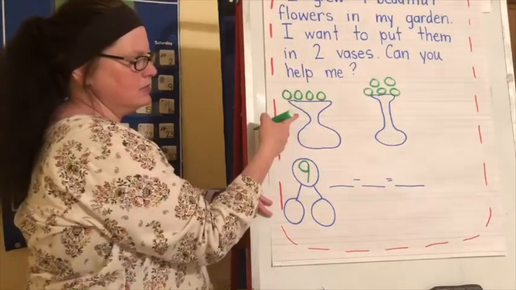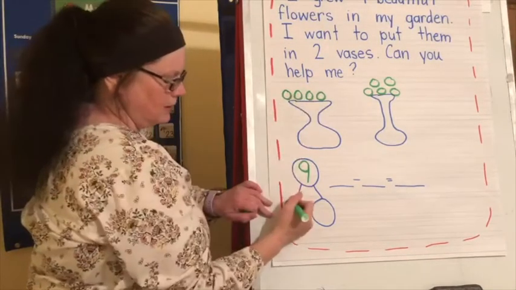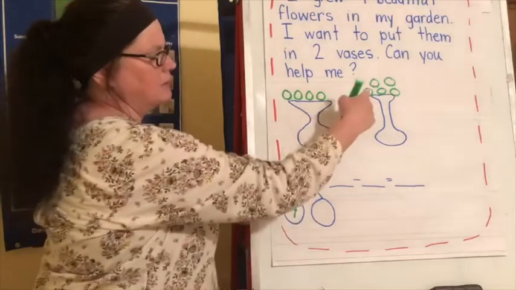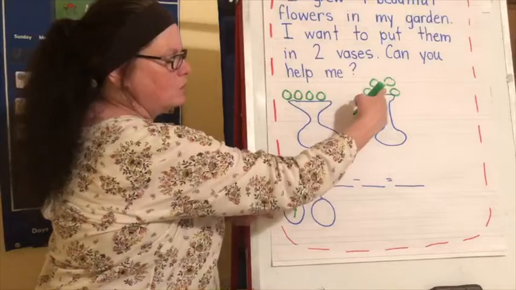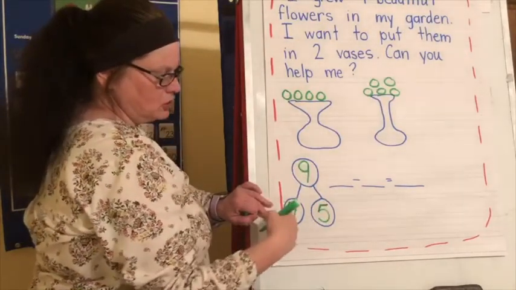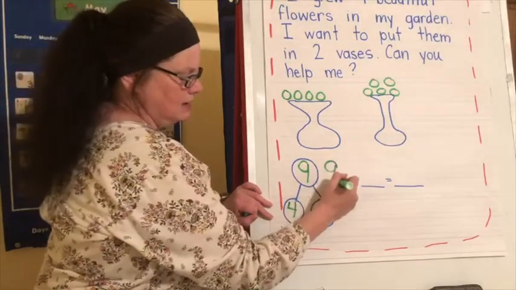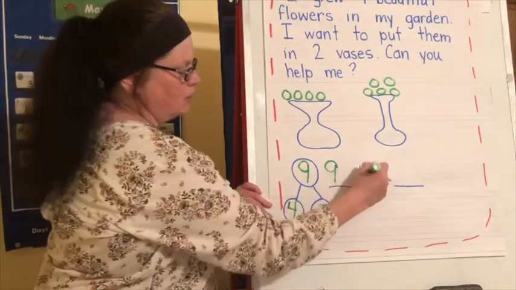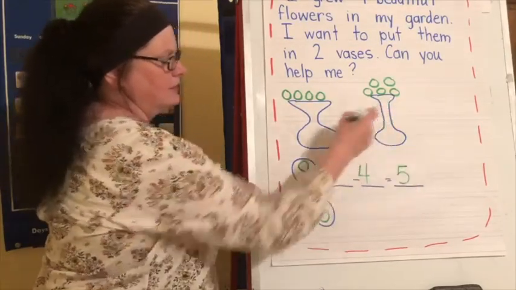How many did I put in this vase? 1, 2, 3, 4. How many did I put in this vase? 1, 2, 3, 4, 5. So I had 9 and my parts are 4 and 5. Now I'm going to write it as a number sentence. 9 minus the 4 I put in this vase equals the 5 that I have in this vase.